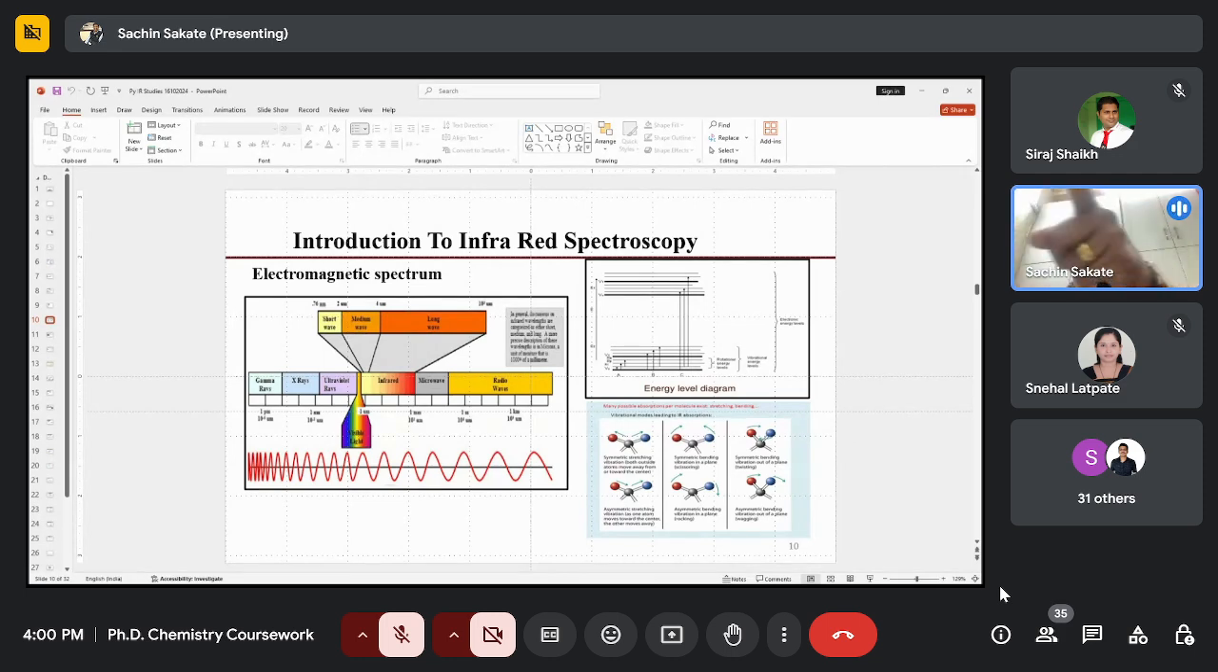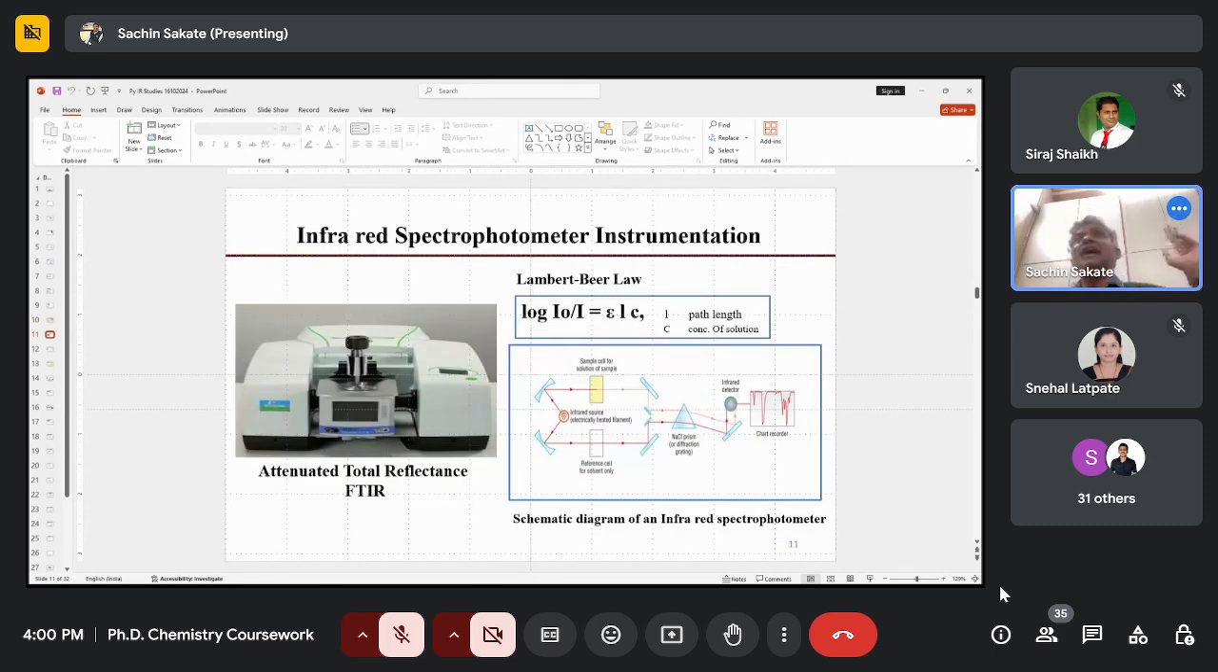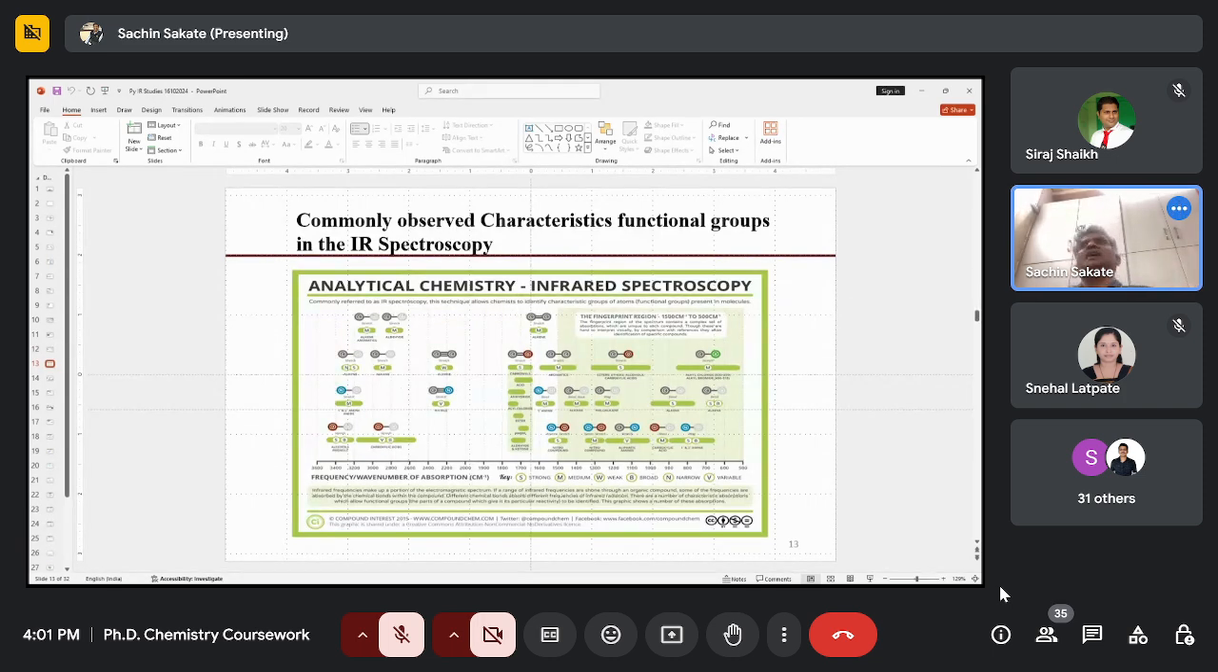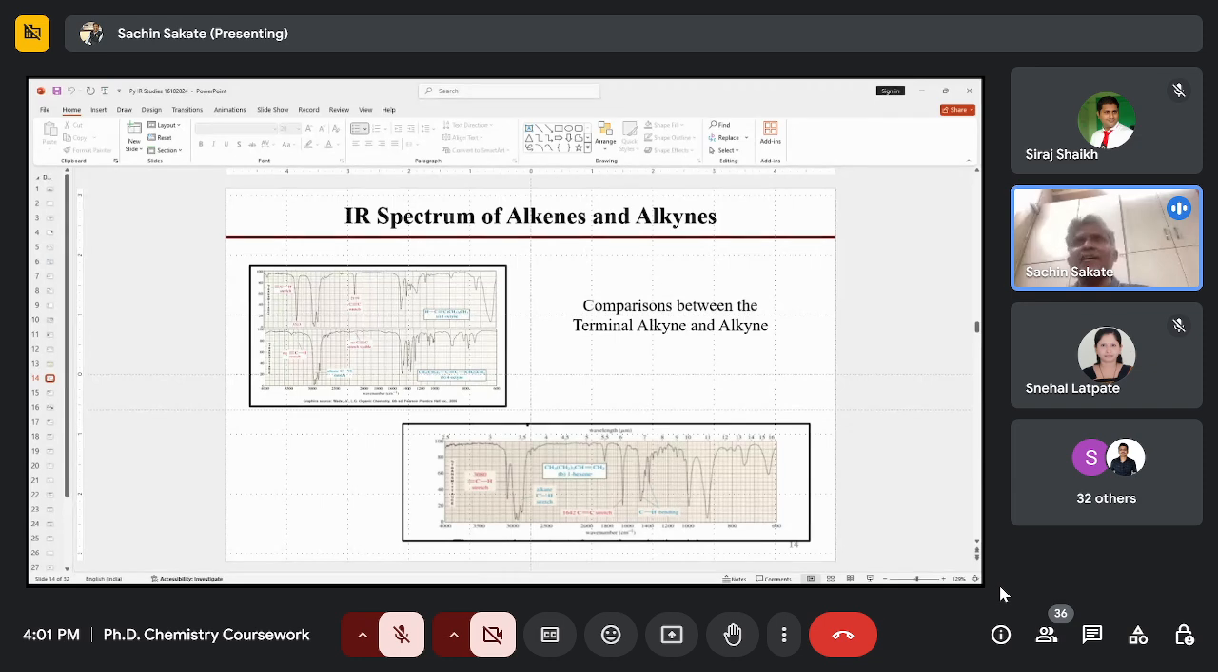I am not going to talk about the infrared spectroscopy in detail because that is going to be covered in your topic. I have just put a few slides on this technique. This is the instrument which is used for the analysis, that is FTIR. This IR spectroscopy is governed by Hooke's law, as everybody knows. This is what the spectra look like. We are going to see it in detail later.